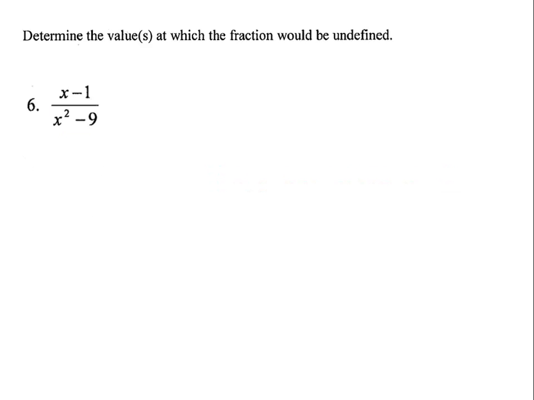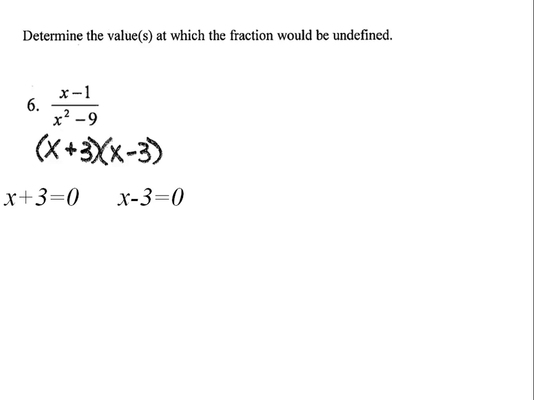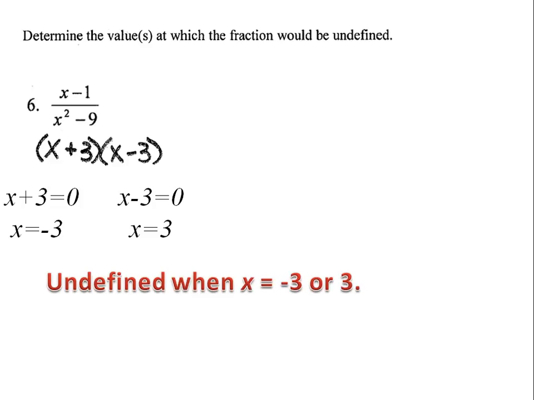Sometimes we have things a little more complicated. Example 6, we have x squared minus 9. The good news is that you can use your factoring skills in order to solve these problems. All we have to do is factor the denominator, x plus 3, x minus 3. Then we'll write an equation for each factor. X plus 3 equals 0, x minus 3 equals 0. And that tells me where my undefined values are. My undefined values are when x equals negative 3 or x equals positive 3.